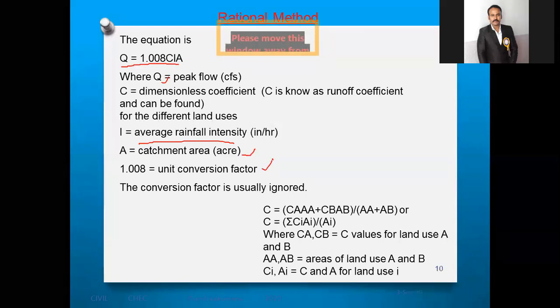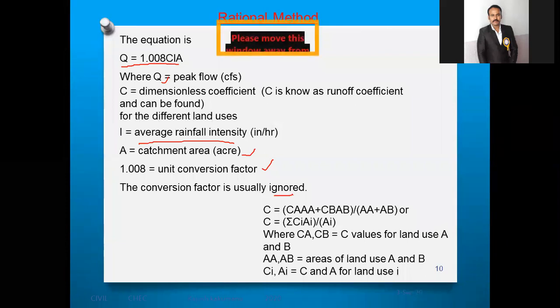1.008 is the unit conversion factor, so generally it may be ignored, or you can write it with the formula. Now whenever you are taking the runoff coefficient C value, how do you do it? C is equal to CA times area A plus CB times area B.